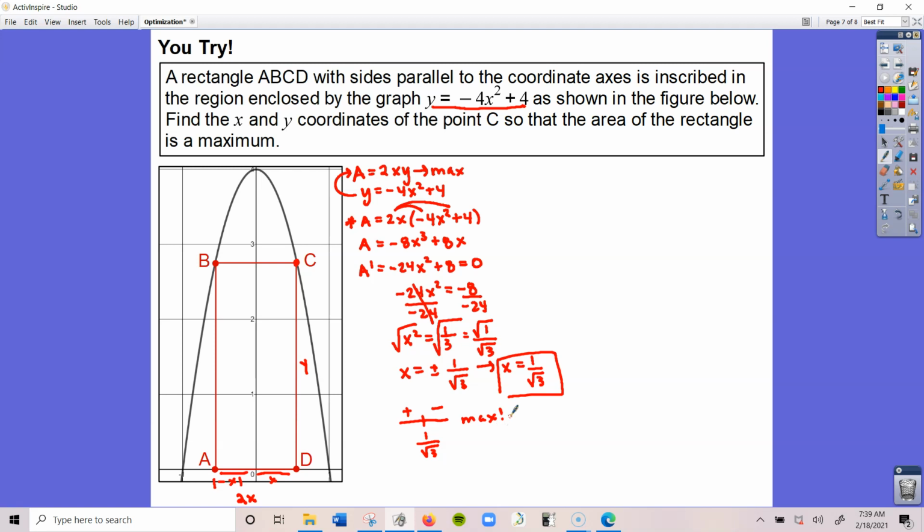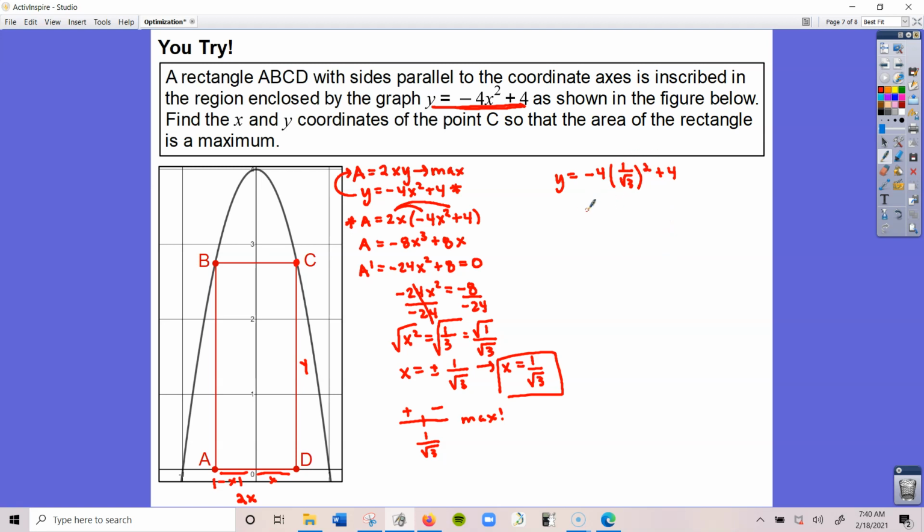So now I'm ready to find the y value, since I already have my x. So y is equal to negative 4x squared, 1 over the square root of 3 squared, plus 4. And remember that I got this from this equation that I have written.